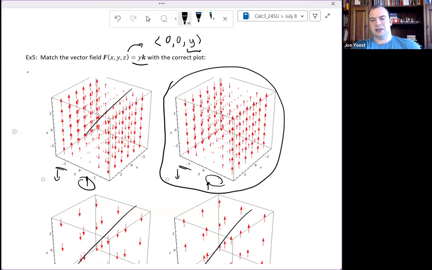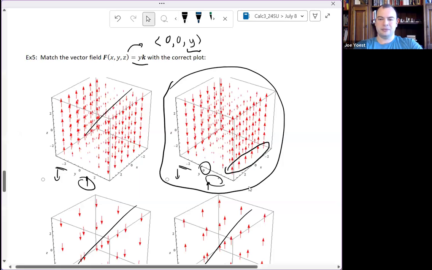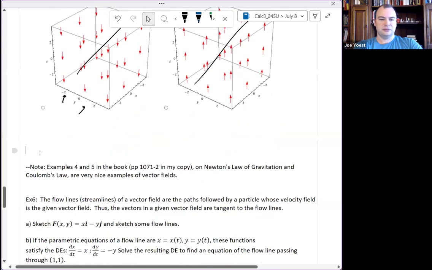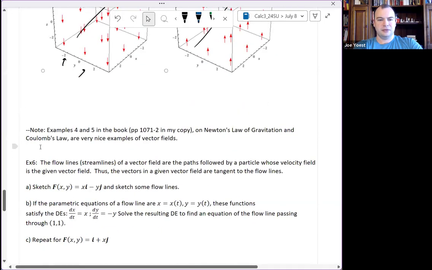We also note that when y is close to 0, the sizes of the vectors are fairly small, and when y is farther away from 0, the sizes are a bit larger. Okay, any questions to this point?